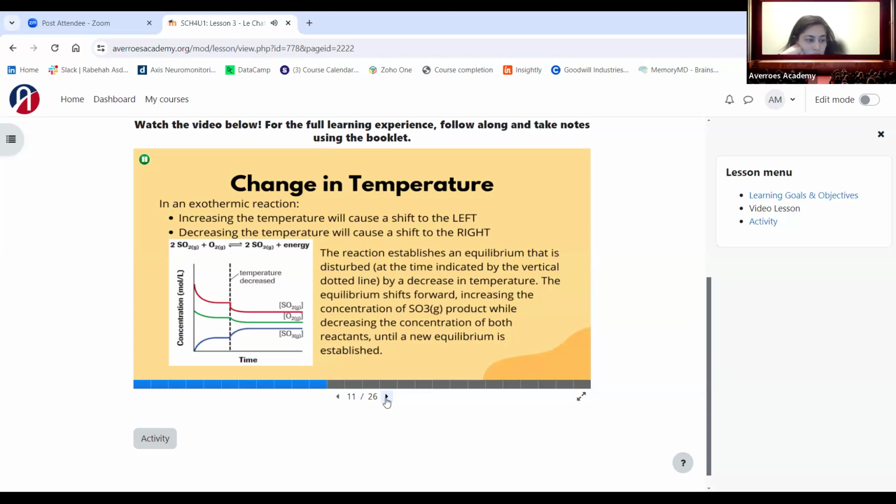So the reaction establishes an equilibrium that is disturbed by a decrease in temperature. The equilibrium shifts forward, increasing the concentration of SO3, while decreasing the concentration of both reactants, until that new equilibrium is established.